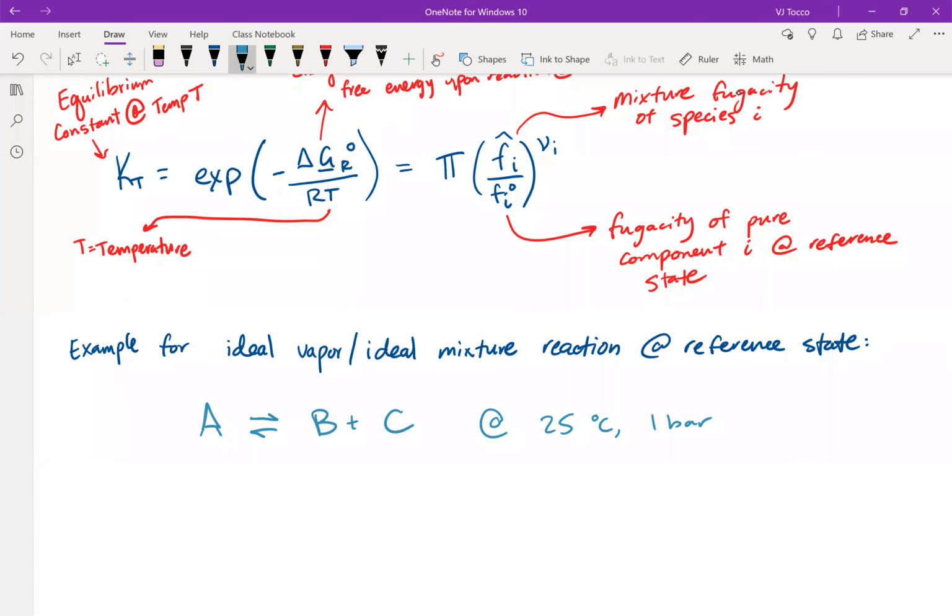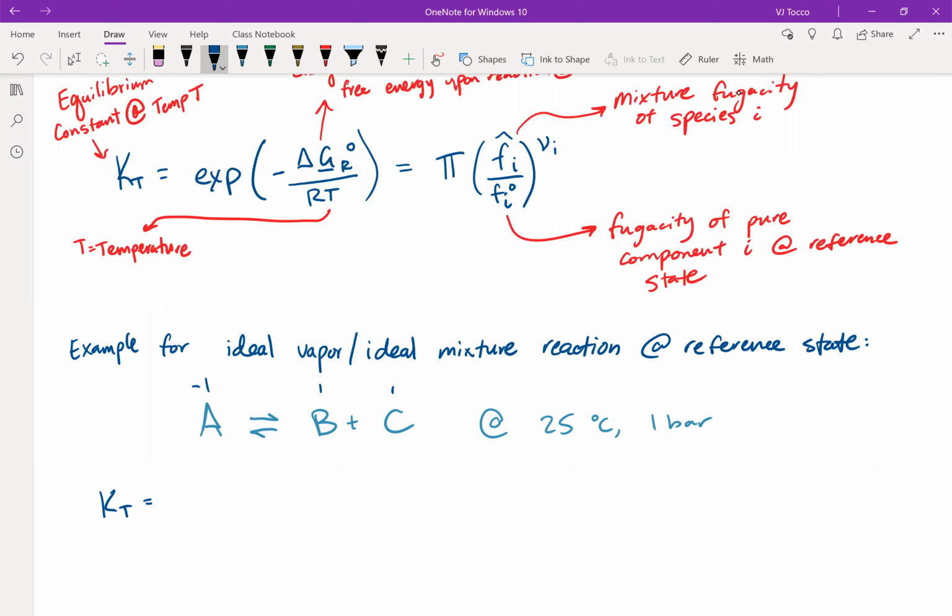So let's say we've got the reversible reaction A going to B plus C, and the reaction is occurring at 25 C and 1 bar. I would say that the equilibrium constant, K of T, is equal to this first term, the exponent of minus delta G of reaction standard over RT. We're going to assume that we have that numerical value. How would I evaluate the right-hand side now? It would be the product of the mixture fugacity divided by the pure component fugacity standard to the stoichiometric coefficient. And for this particular reaction, my stoichiometric coefficients are as follows. For A, I have -1, for B, I have 1, and for C, I have 1.